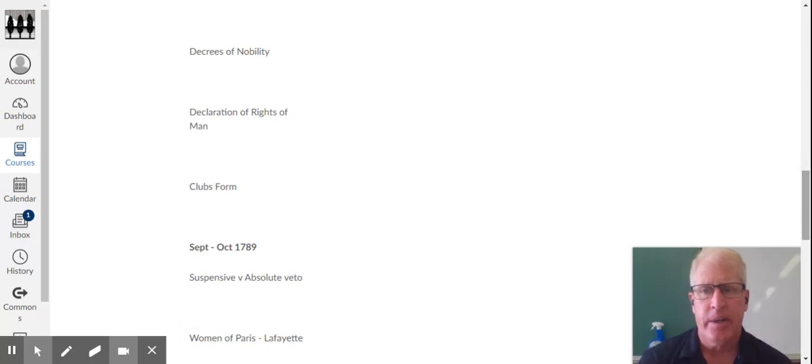The decrees of nobility is very much kind of in the same vein as the National Assembly. The decrees of the nobility was one of the first pieces of legislation, so one of the first laws that the National Assembly dealt with. What the National Assembly did with the decrees of nobility was they said that no longer would there be birthright of nobility in France. So that's a big deal. So this is basically wiping out the three-estate system with this one decree.